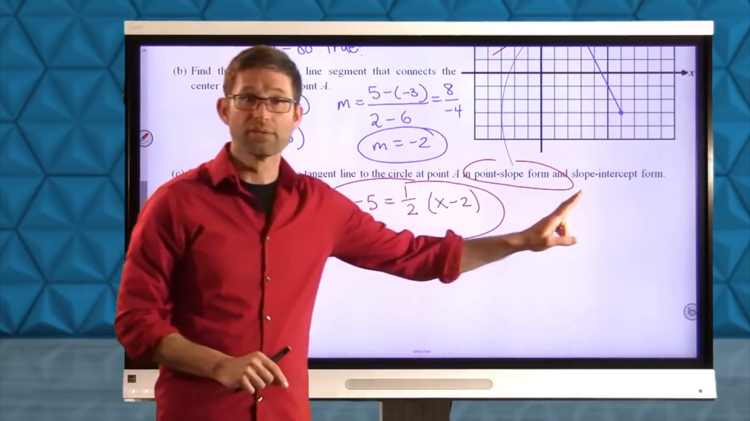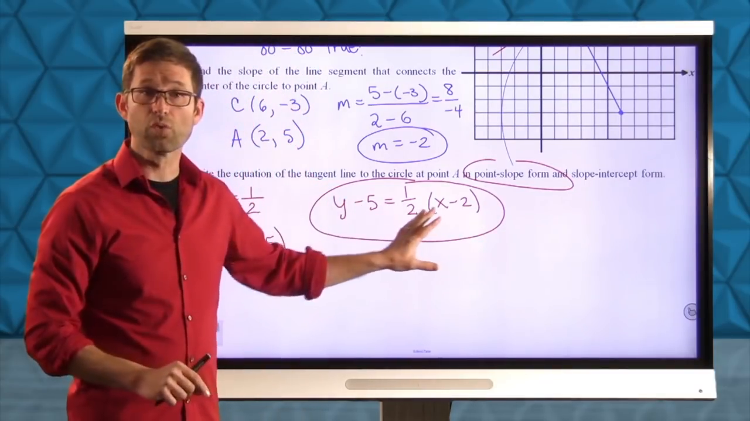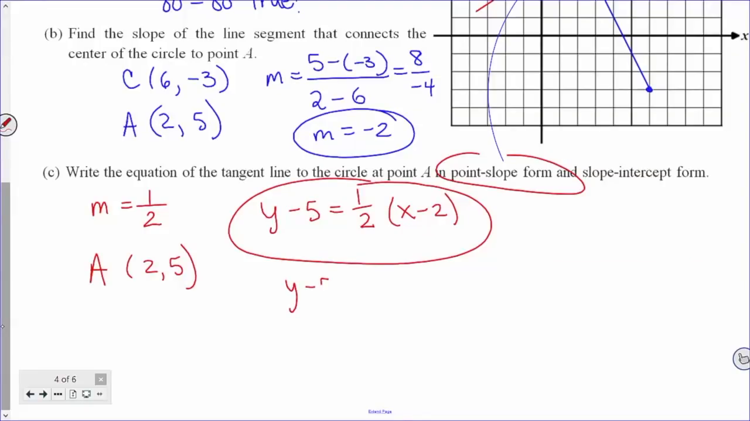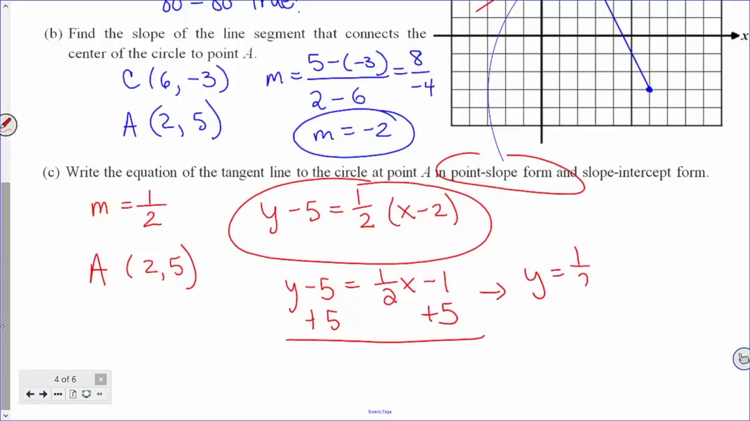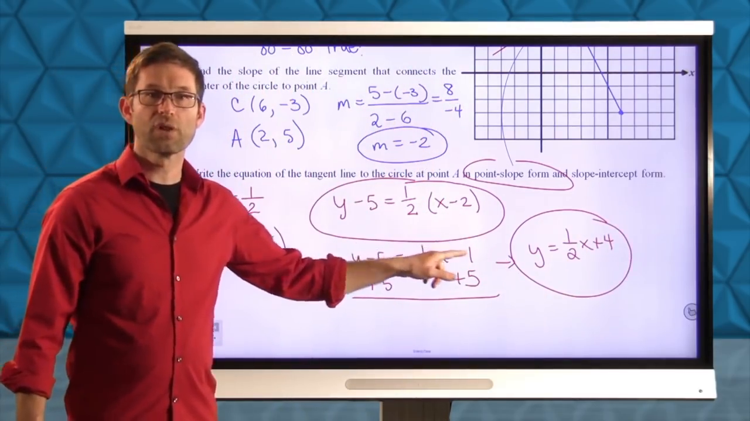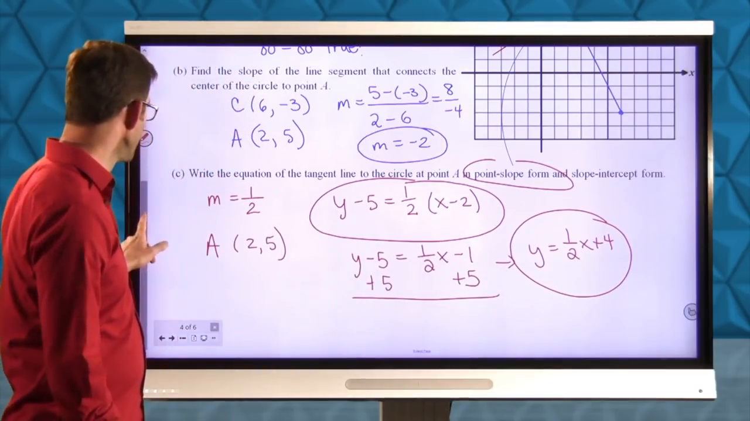Now, if I want it in slope-intercept form, all I have to do is rearrange this to get it into y equals mx plus b. And that's not going to be too hard because my fraction here is 1/2. So when I distribute it, most people will feel very comfortable that 1/2 times 2 is 1, no problem there. And then adding 5 to both sides will give me y equals 1/2 x plus 4. All right? Point-slope form of the tangent line, slope-intercept form.